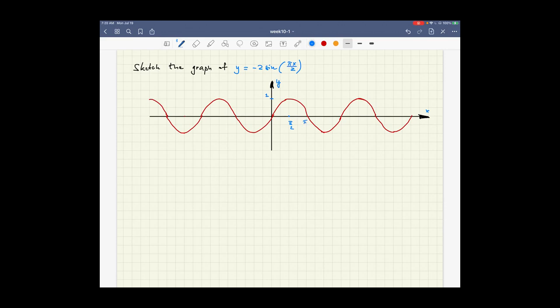So this here is pi, 3 pi over 2. This here is 2 pi, 5 pi over 2, 6 pi, 7 pi. This here is the midpoint, 13 pi over 2. And on the left, negative pi, negative 2 pi, negative 3 pi. Accordingly, that's negative pi over 2, negative 3 pi over 2, negative 5 pi over 2, negative 7 pi over 2, and so on.